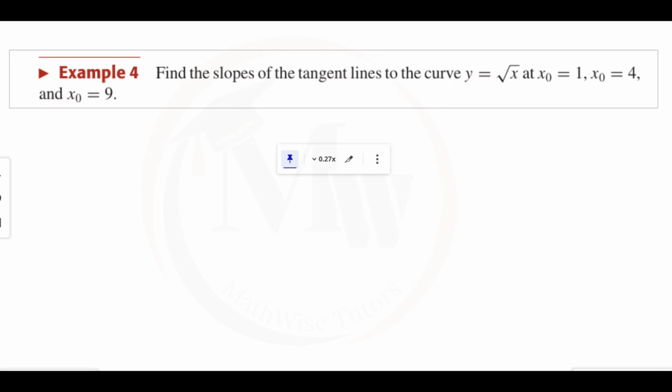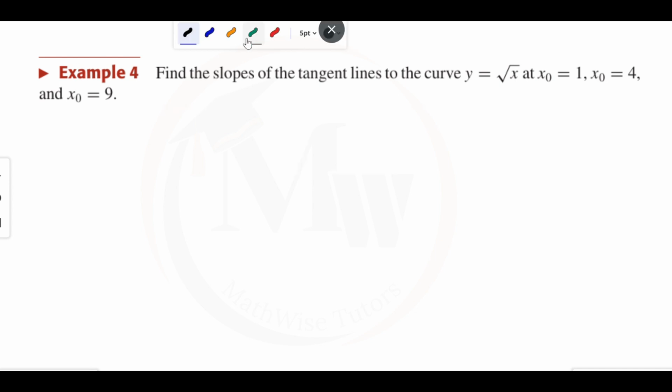Here is another example in which we just need to find the slope of tangent lines. Not the equation, just the slope. And there are 3 points given. So think about it, all the points will not be used once, they will be used separately. But did you notice that there are only x naught points? There is no y naught given.